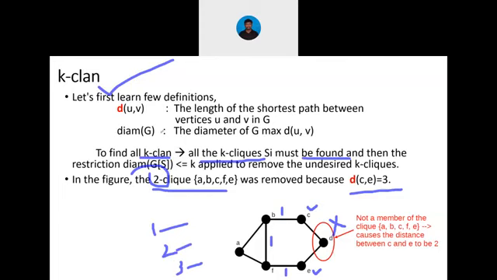For a particular graph. And then the restriction I apply here is that the diameter of the particular graph is less than or equal to K, which has to be applied to remove the undesired K-cliques. If I am removing the undesired K-cliques, then that is actually called K-clan. Okay. Got it? Here in this particular graph, this is a complete graph. I'm going to derive the subgraph, right?